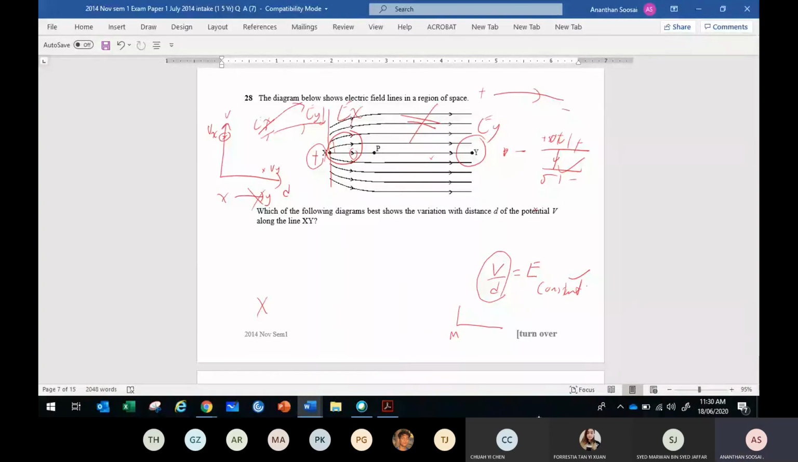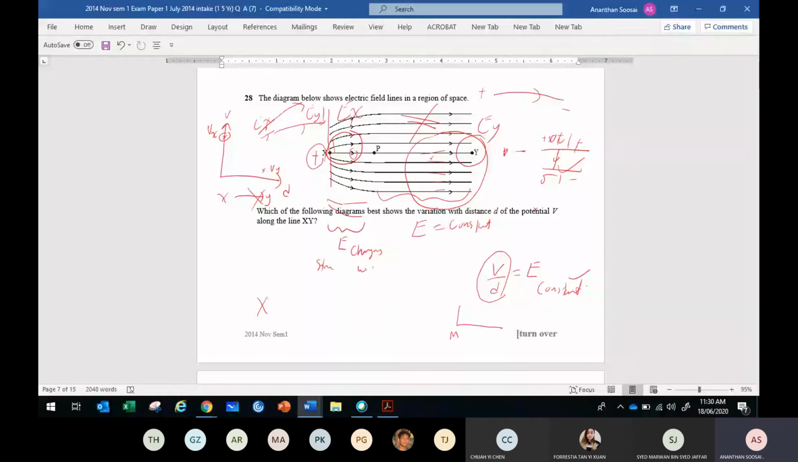Quite close, and then it gets further. But towards here, the field lines look parallel. Parallel means here, after P. After P, it looks like the E is constant. But from X to P, because the field line separation goes from close to further, I can say the field is changing. The field goes from stronger to weaker.